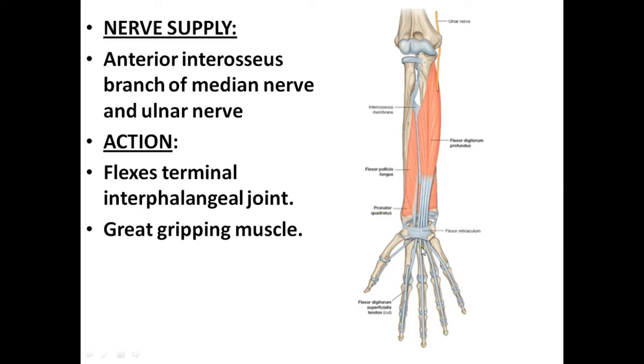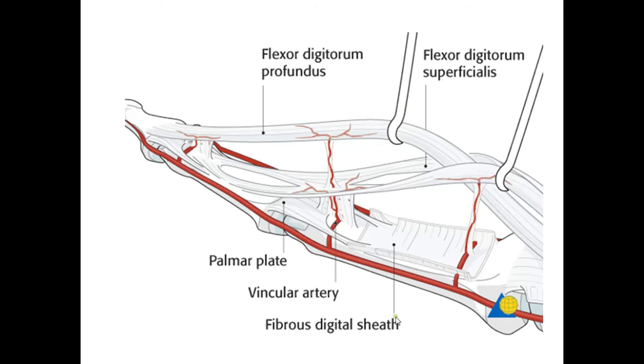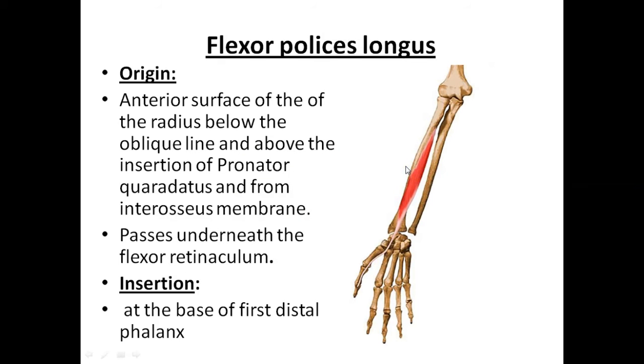The action of these muscles, because they attach at the terminal phalanges or the most distal phalanges, is that they flex the terminal interphalangeal joint. They pass in between the gap of the two divisions of the flexor digitorum superficialis muscle. So they provide the gripping during the flexion. Again, a picture shows the passageway of the flexor digitorum profundus between the split tendon of the flexor digitorum superficialis.